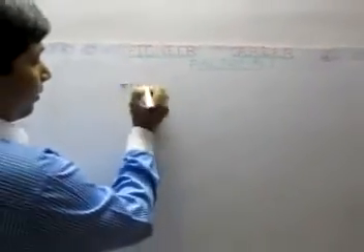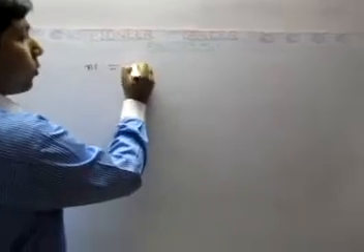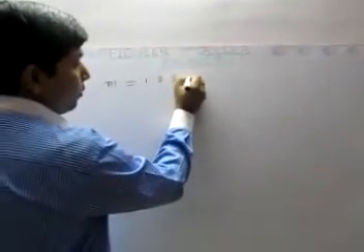First of all, the definition of factorial. Factorial n, or n factorial, is defined as 1 into 2 into 3 into 4 up to n.